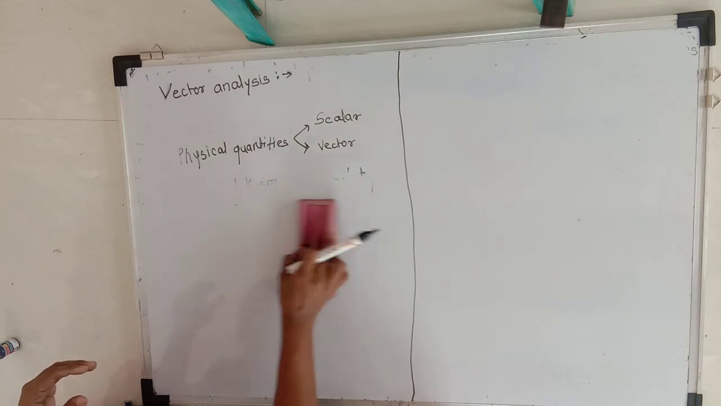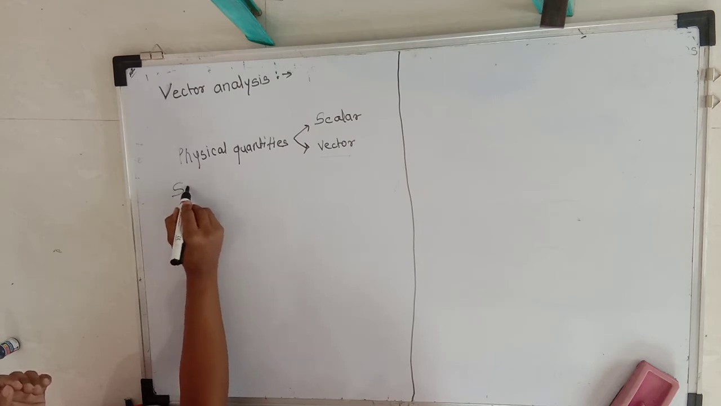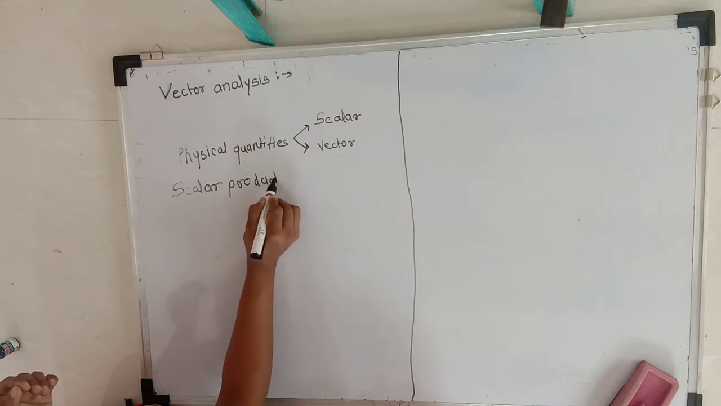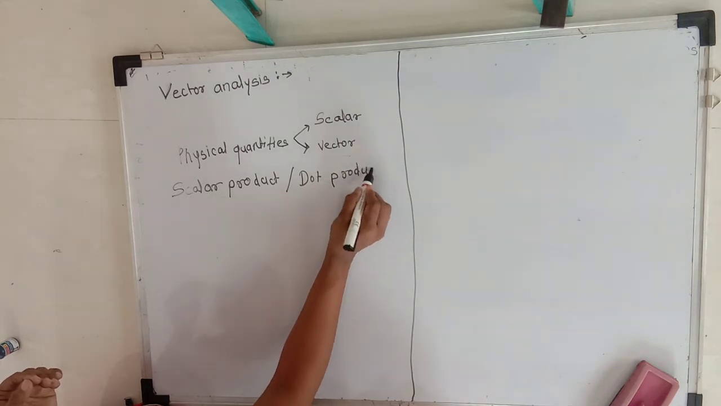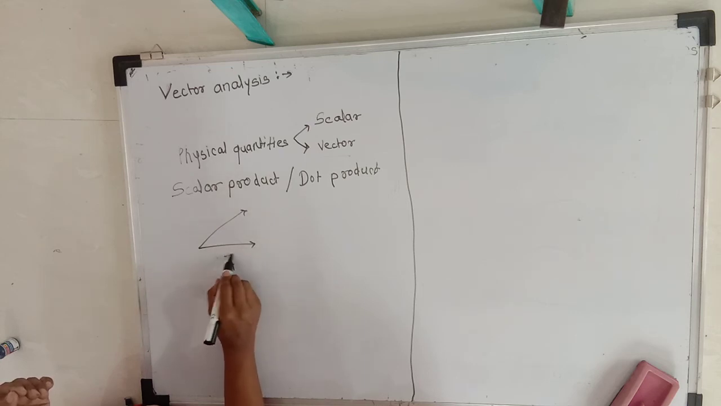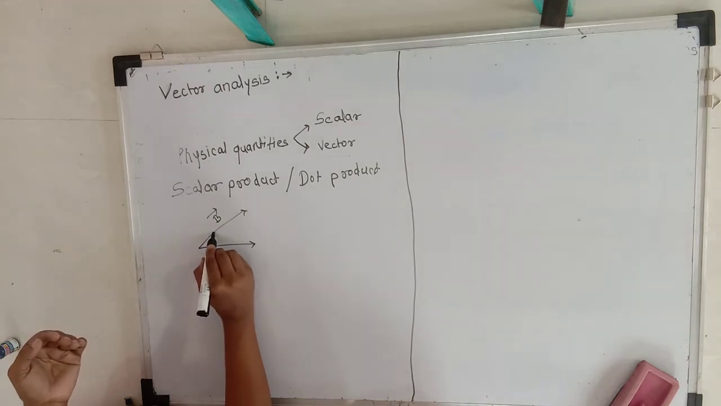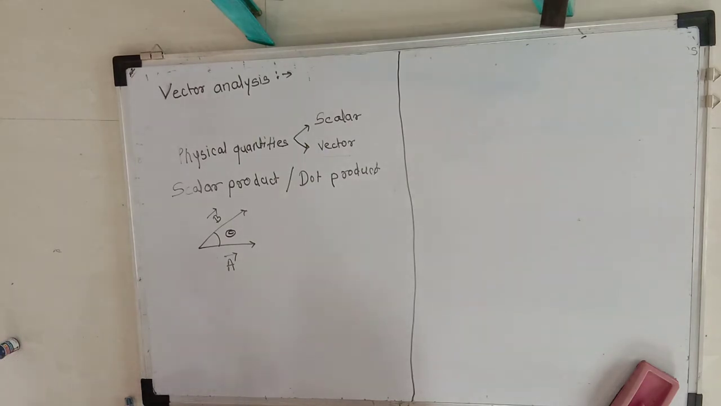So we start with the scalar product, or the dot product. Suppose these are two vectors. This is vector A bar and this is vector B bar, and vectors A bar and B bar make an angle theta. Now, how do we define the scalar product or dot product?